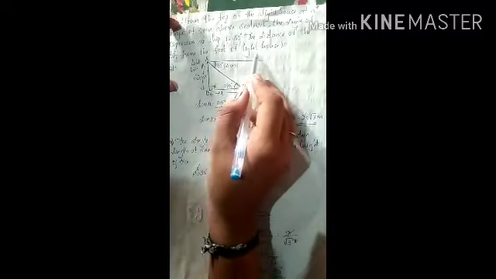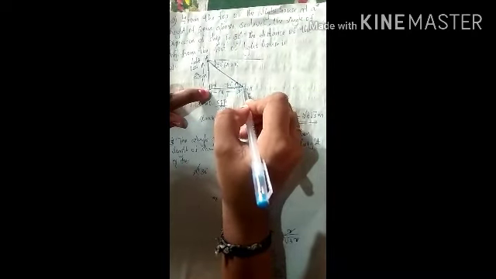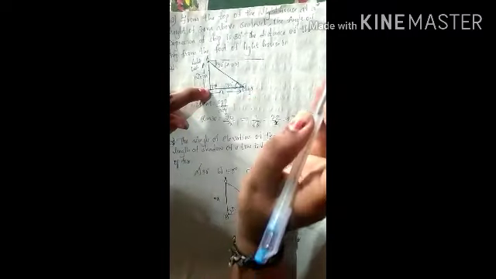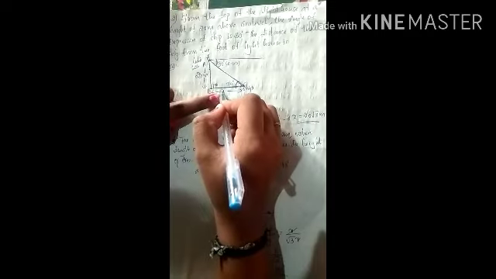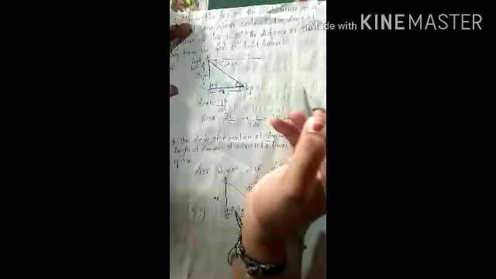Next, what they are asking: the distance of the ship from the foot of the lighthouse. Here the ship is there, and here the lighthouse. Okay, from the foot of the lighthouse to this ship, this distance is how much they are asking. I don't know, that's why I kept it as x. This one distance I kept as x.